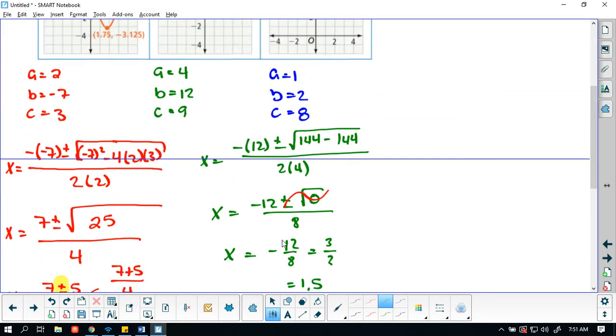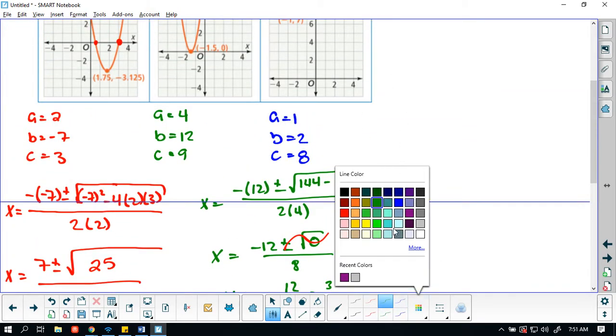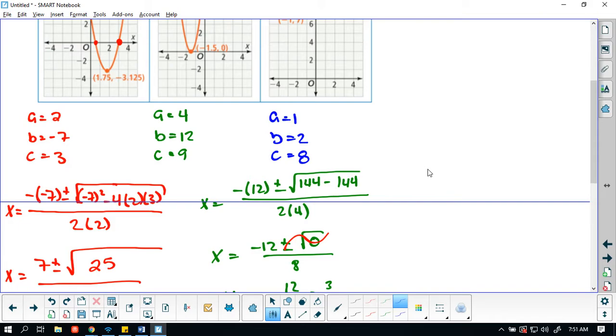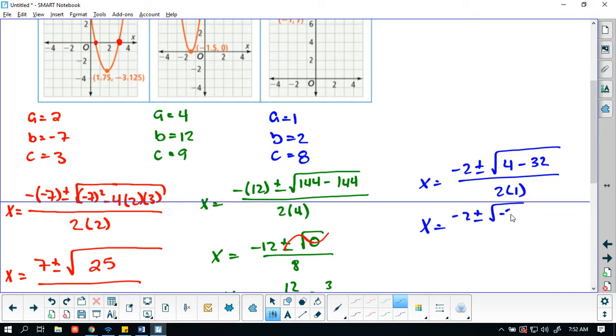All right, so the last one is blue. Let's look at blue. So we have x equals negative b plus or minus the square root of 4 minus 4 times 8 times 1, which is 32, all divided by 2 times 1. X is going to equal negative 2 plus or minus the square root of negative 28.